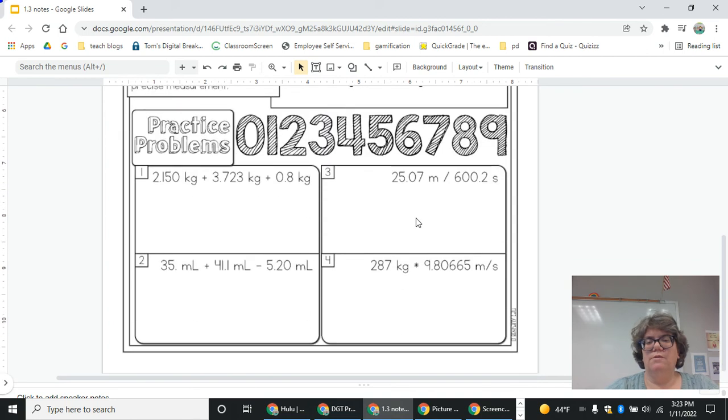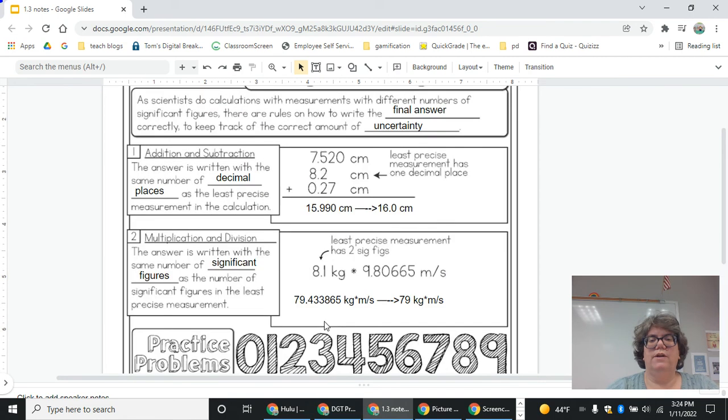What I want you to do now is pause the video, do these practice problems. I will get you the answer key so you can check them. But do these practice problems. Make sure you understand how to work with significant figures.